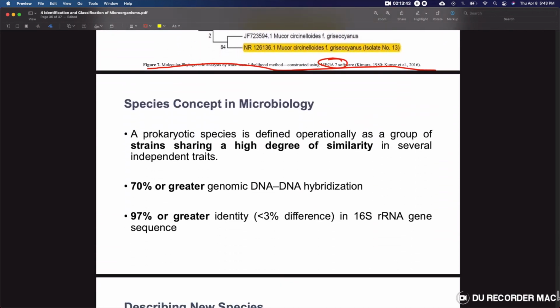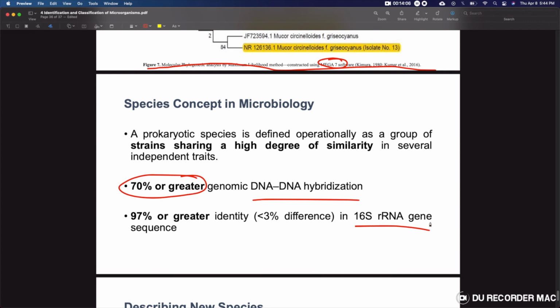Okay. So lastly, we need to mention this here. So again, for DNA hybridization, the species concept in microbiology, for a thing to be the same species, it needs to have at least 70% or greater DNA hybridization, 70% or higher.